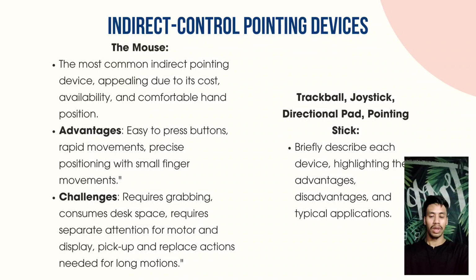The mouse. The most common indirect pointing device, appealing due to its cost, availability, and comfortable hand position. Advantages: easy to press buttons, rapid movements, precise positioning with small finger movements. Challenges: requires grabbing, consumes desk space, requires separate attention for motor and display. Pick up and replace action needed for long motions.